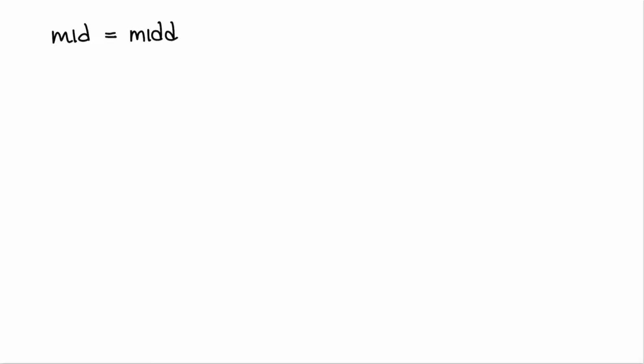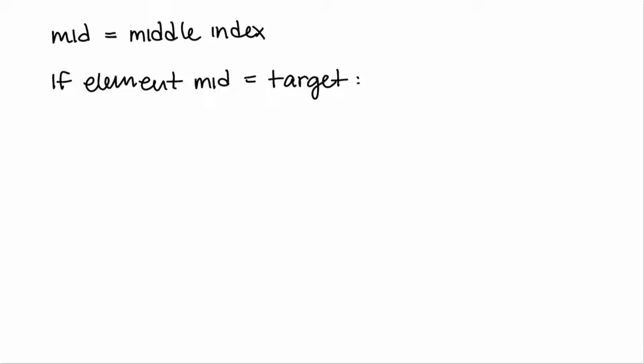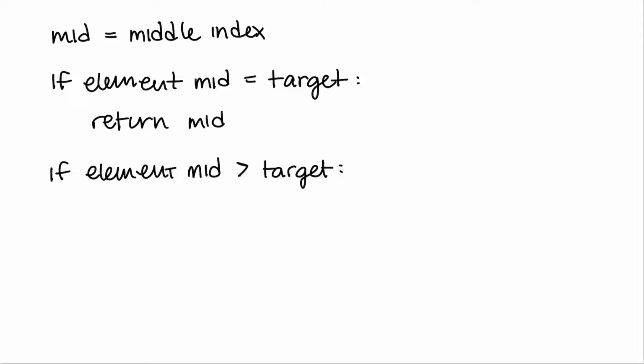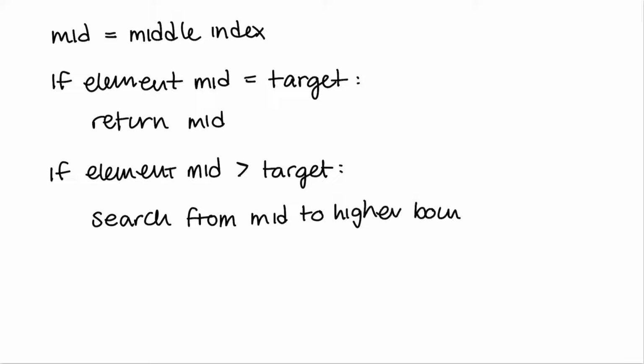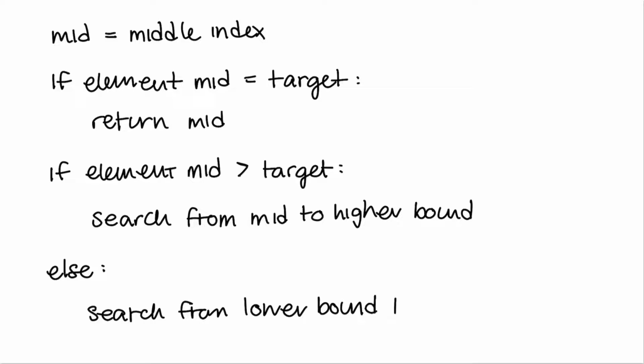So first we need to get the middle element. Then we check if the middle element is the target. If it is, then we return the middle index. If that's not the case, we check if the middle element is larger than the target. If it is, we're going to do a binary search using the middle as the lower bound and the current high. Then, if it's not equals or larger than the target, it is smaller. Therefore, we're going to do a binary search using the current low and the mid as the higher bound.